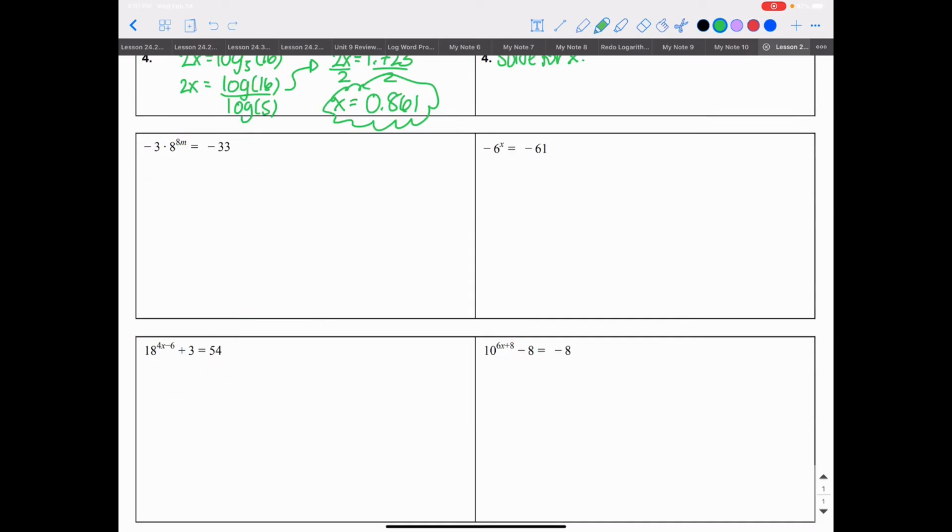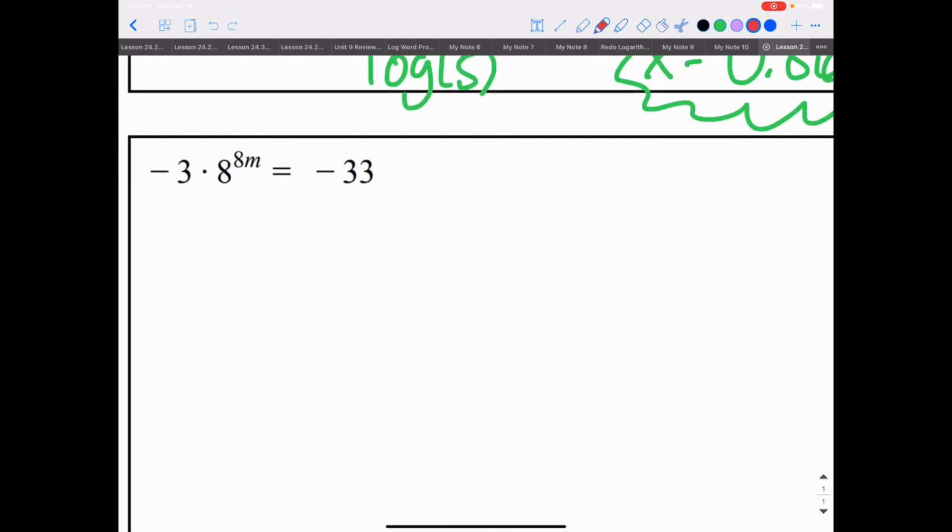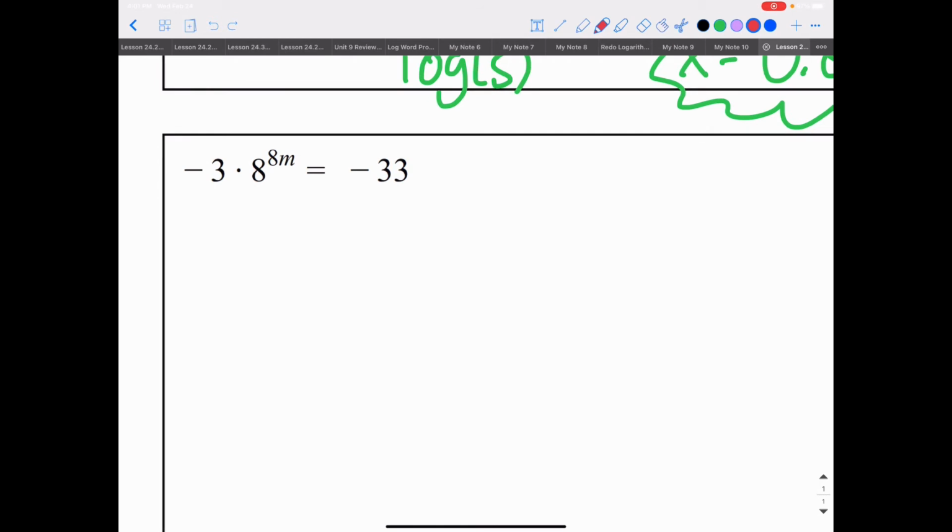So the first thing that I want to do is simplify this so it just has a base raised to an exponent is equal to a constant. So I'm going to get rid of this -3 that's in front. I'm going to divide by -3 on the left and the right, and I'm going to end up with 8 to the 8m power is equal to 11.